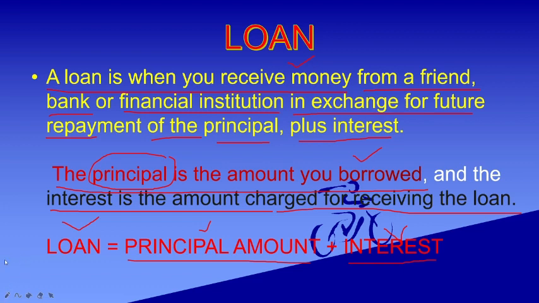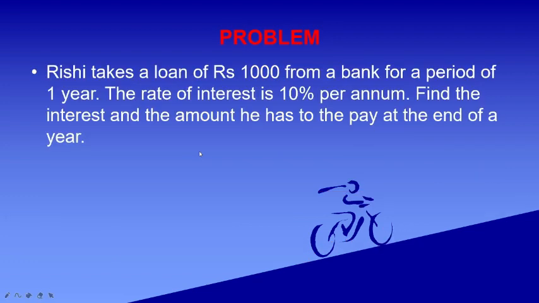So next slide we will see one problem. What is the problem? Rishi takes a loan of 1000 rupees from a bank for a period of 1 year.